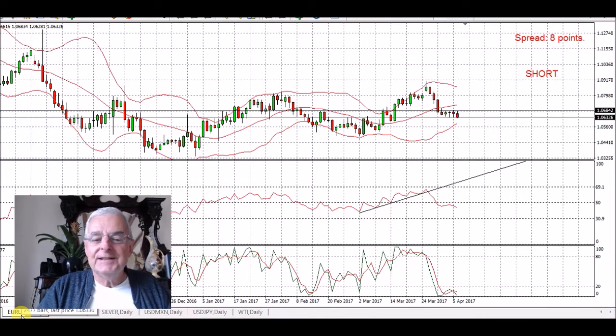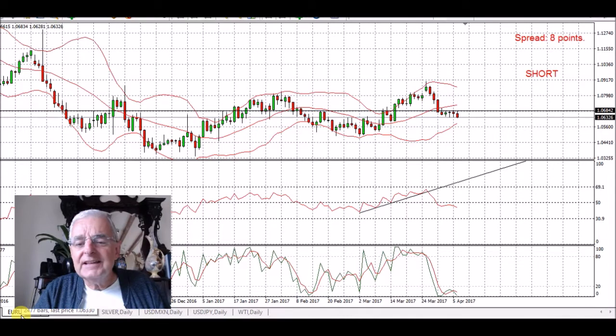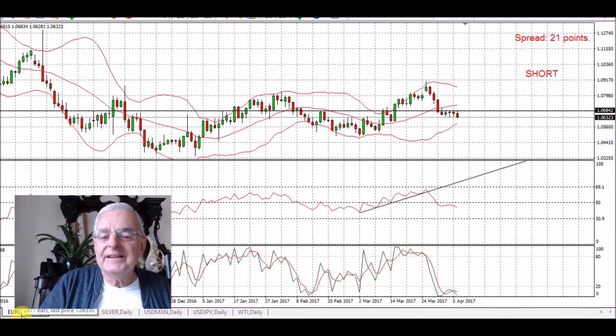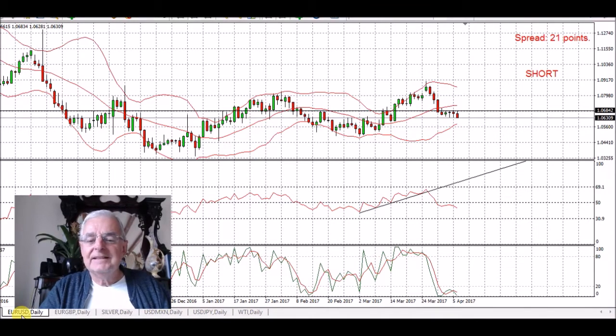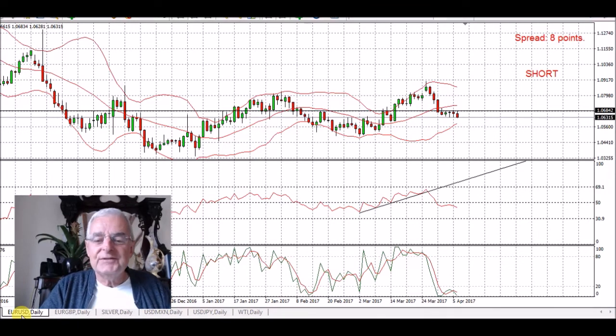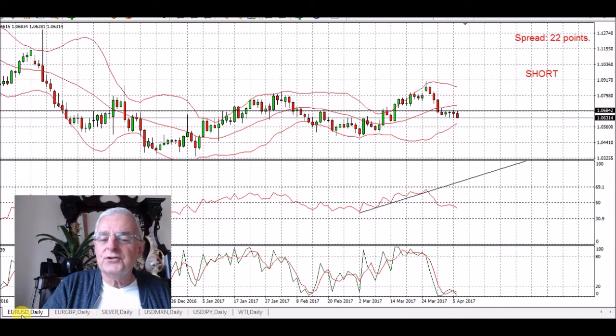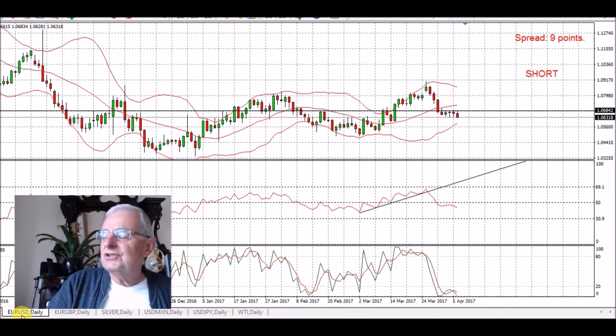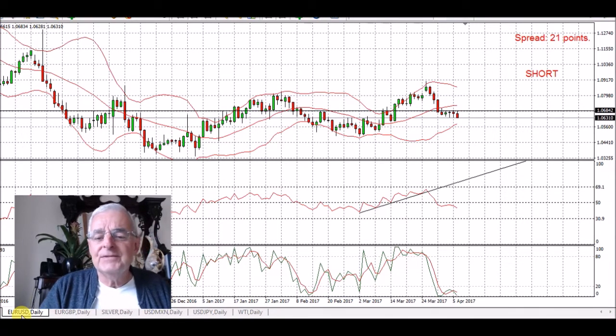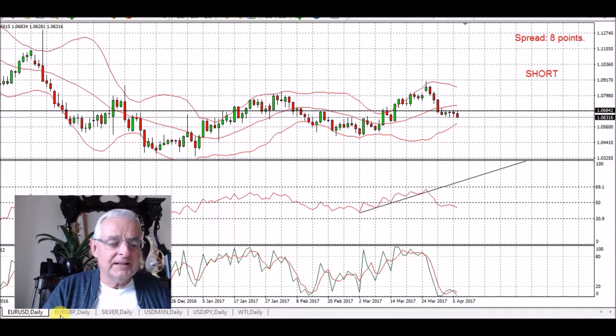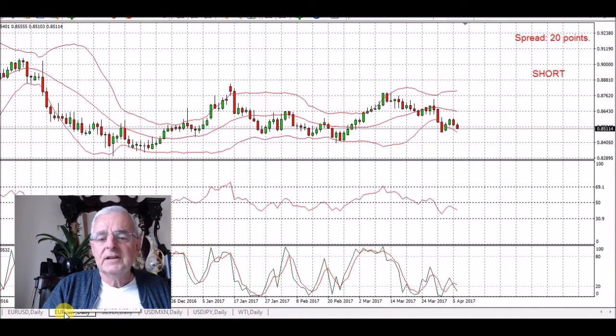Euro USD. I think I've got a little trade in there somewhere hiding behind my black line. So that's where I got out before. And it has in fact shorted this morning. In fact it's going down quite a lot. That's looking really good. And of course you've got heavy short on the commitment of traders. So hopefully that'll be a good trade for me.